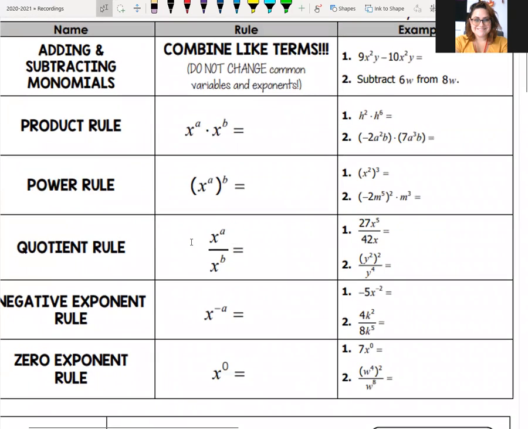So we are now going to talk about exponent rules. When we are doing our exponent rules, there are several different rules we have to follow, obviously, because they're called exponent rules.